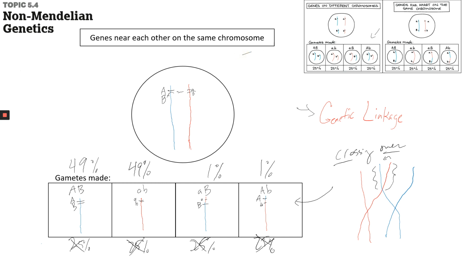And if you want, take some time to kind of look at the difference between what I've drawn here and what's going on in the corner over here, so you can tell why you don't get these nice 25%, 25%, 25%, and 25% ratios for each gamete.